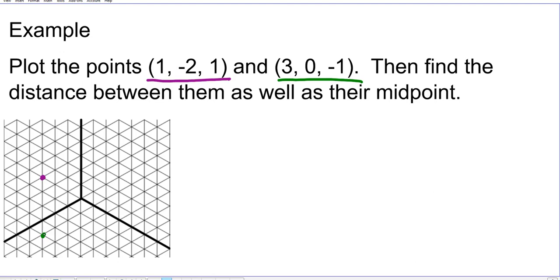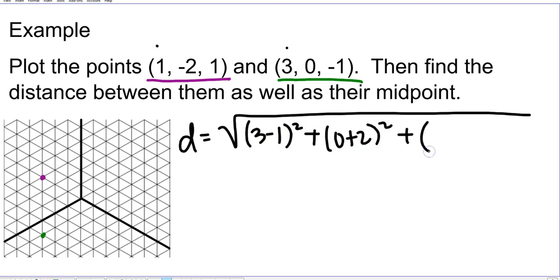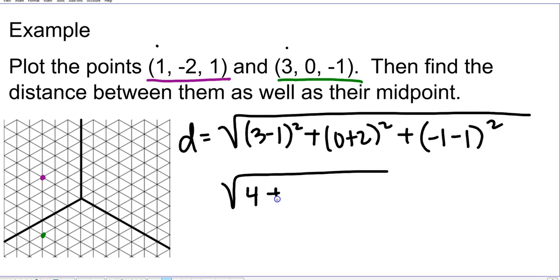So let's find the distance. So the distance formula, big square root. So let's find the difference in the x's. So I'm going to go 3 minus 1 squared plus 0 minus -2, so plus 2 squared, plus, now subtract your z's, -1 minus 1 squared. Okay, so here I've got 2 squared, so 4, plus another 2 squared, plus another, basically 2 squared, right? Do you like square root of 12?